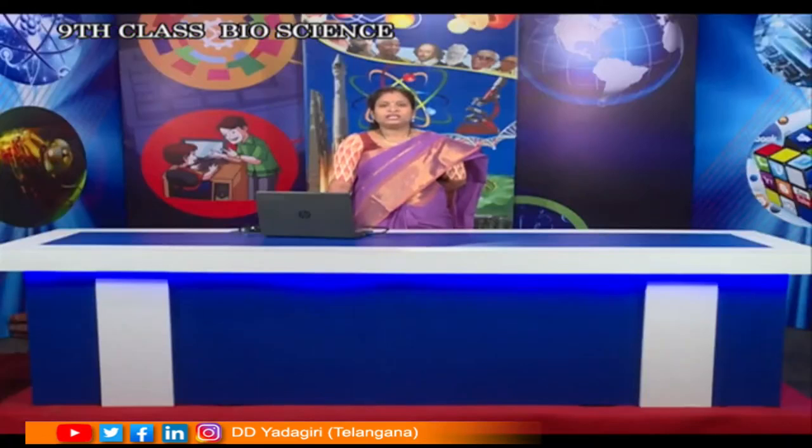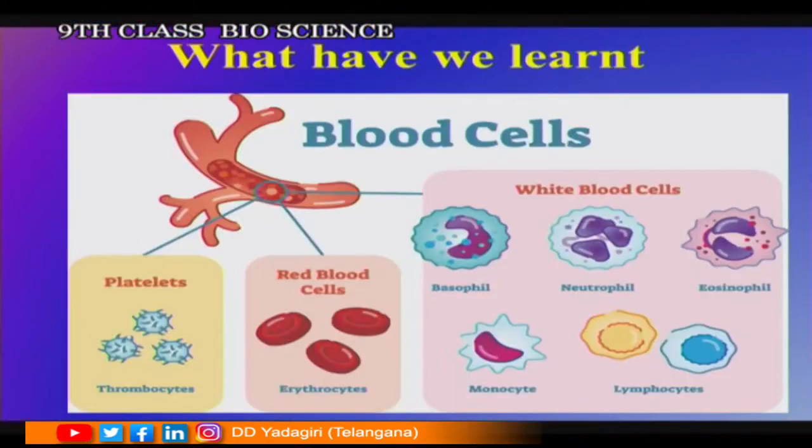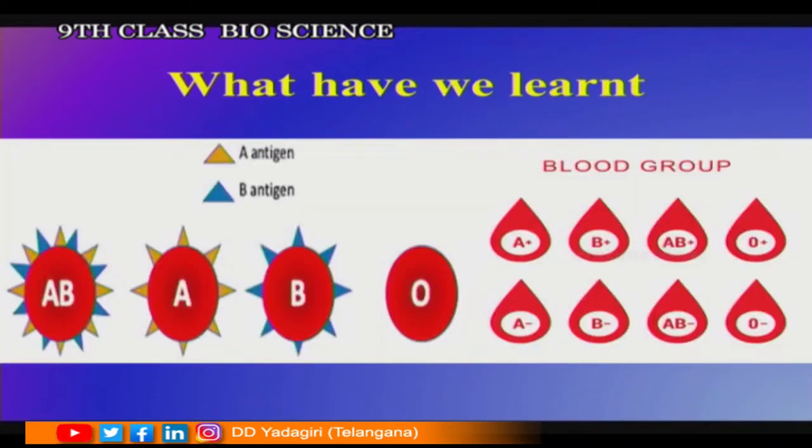Children, so let us recall what we have studied. Children, observe this picture. We have studied about the different components of blood. The different components of blood are erythrocytes, red blood cells, leukocytes, white blood cells, and the blood platelets. We have seen every component of the blood is important. We have seen their roles. We have seen about the different blood groups and which person has to donate blood to which person. We have studied about AB positive, AB negative, A positive, B positive, A negative, B negative, O positive, O negative.